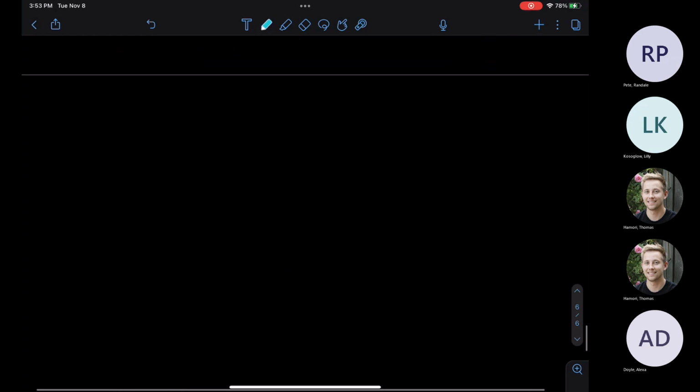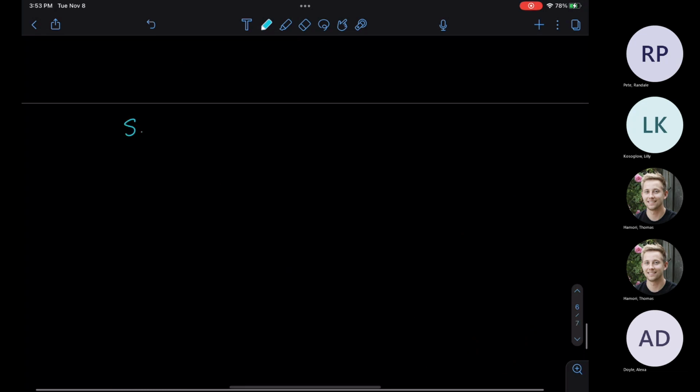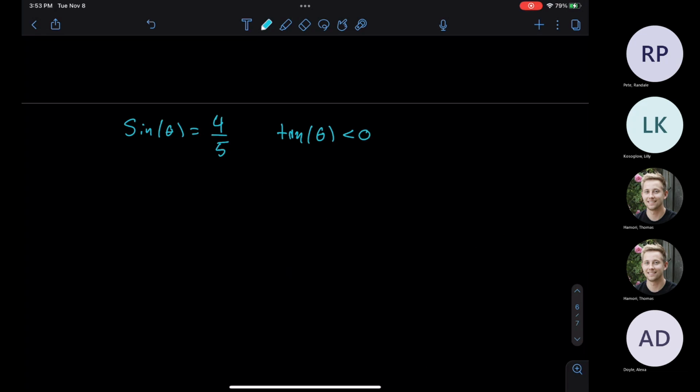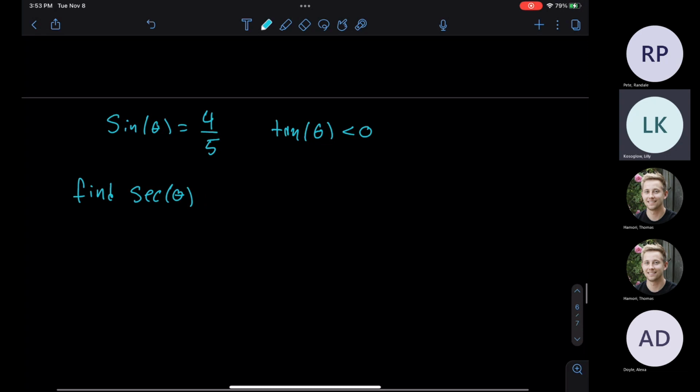So number 11 looks pretty similar to me. It says sine of theta equals 4/5. Tan of theta is less than 0. Find secant of theta. Is that right? Yeah, mine says sine of theta equals negative 24/25. I don't think that would make a difference though.